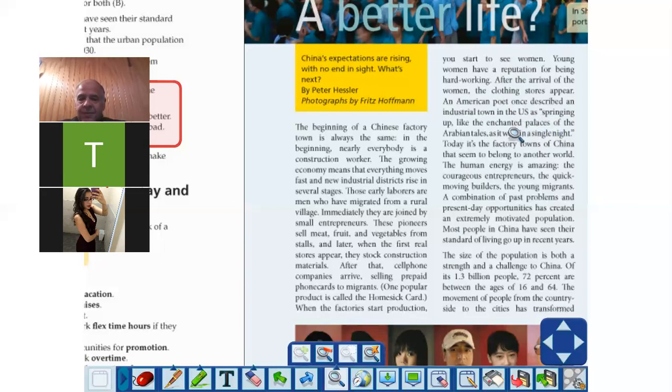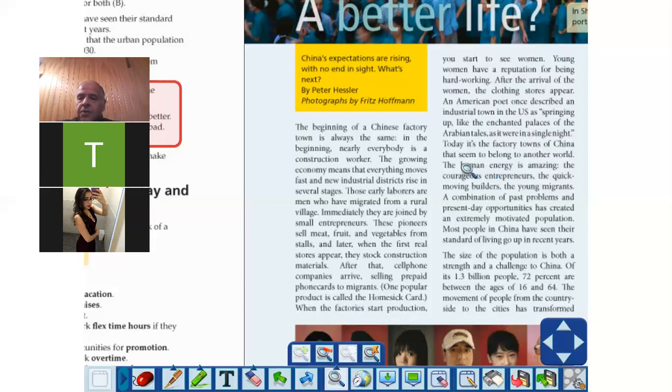An American poet once described an industrial town in the USA as springing up like the enchanted palace of the Arabian Tales, as it were in a single night. Okay, this is kind of a poetical thing, but spring up is like appear, bloom. That's the idea. Springing up, as coming, appearing, blooming, like the enchanted palaces of the Arabian tales.